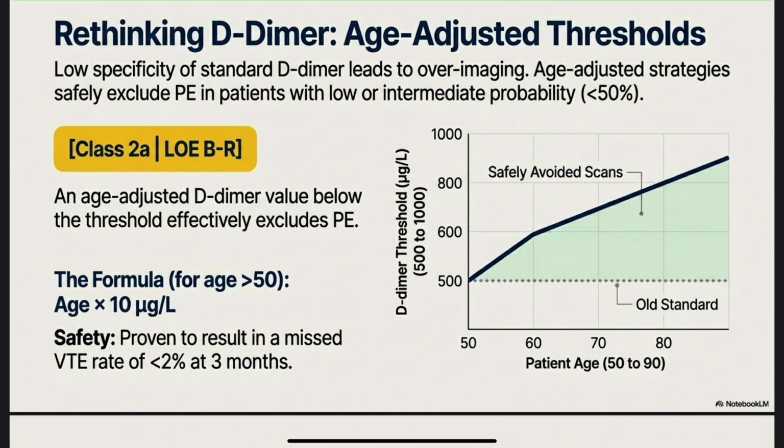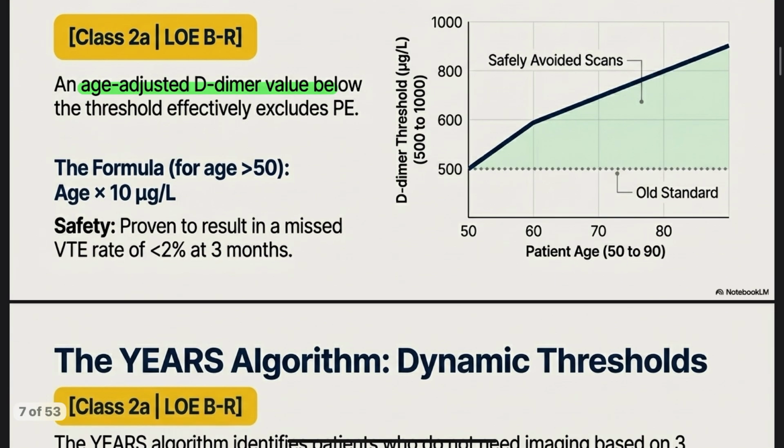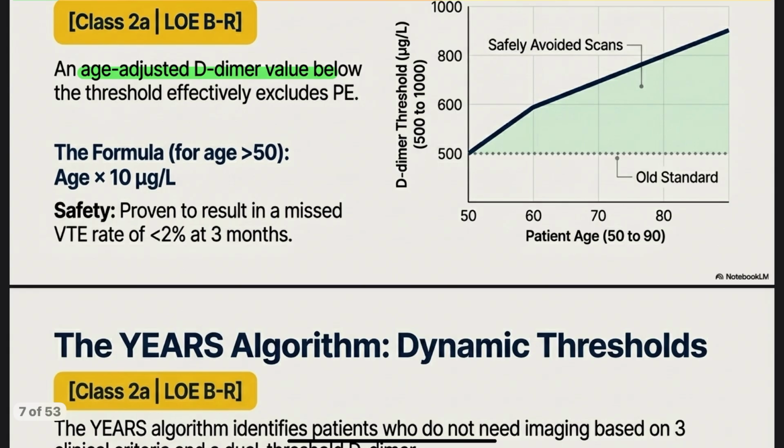A new change in D-dimer has happened. What is the new change? The standard D-dimer leads to over imaging. Okay, so the D-dimer cutoff we take is 500. It has ended up in over imaging. So we have taken something called age adjusted D-dimer. So what is this age adjusted D-dimer? You just have a simple formula for those who are more than 50 years of age, age into 10. So for example, if someone is 60, 60 into 10, 600 is taken as the cutoff, not 500.